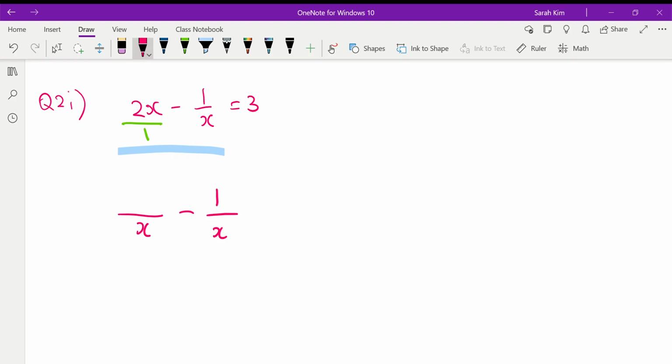I just need to figure out what the equivalent, girls, just wait, what the equivalent fraction of 2x would be.